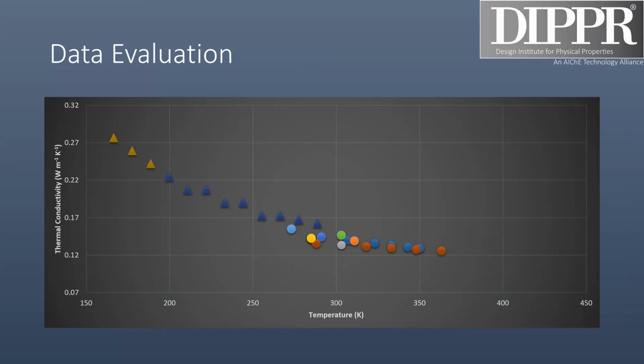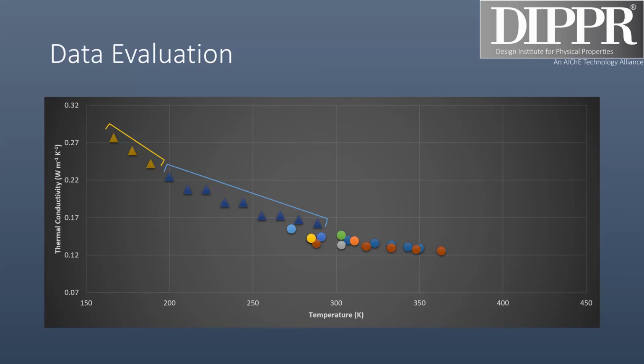Consider the data for this compound, an important chemical in the biofuels industry. A variety of experimental data from several sources have been published in the literature. Each color represents a different source. Notice that not all of the data sets are consistent. The data displayed as triangles don't follow the same pattern as the rest of the data.